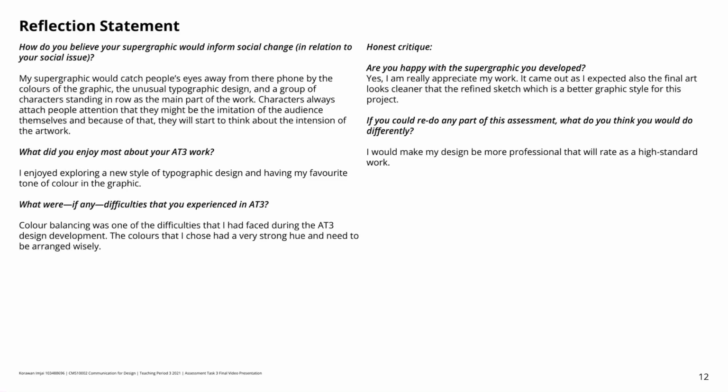Next, honest critique. I really appreciate my work. It came out as I expected it to be, and the final one is much cleaner than the refined sketch, which looks better on the wall. If I could redo something, I would make the design more professional and have more information about my selected social issue.